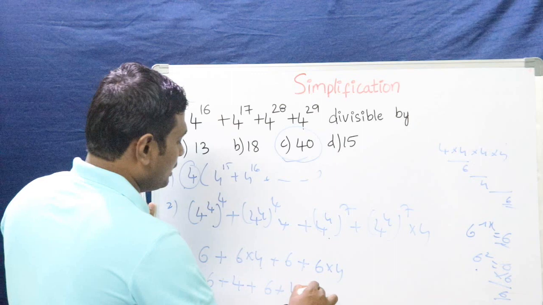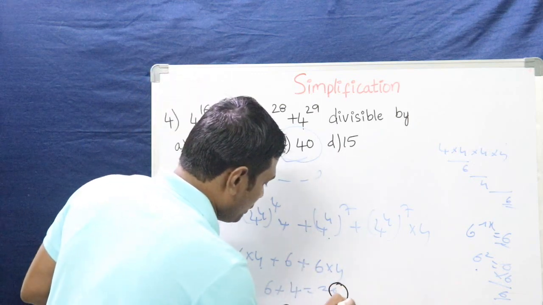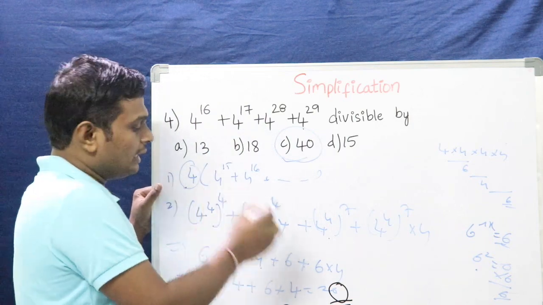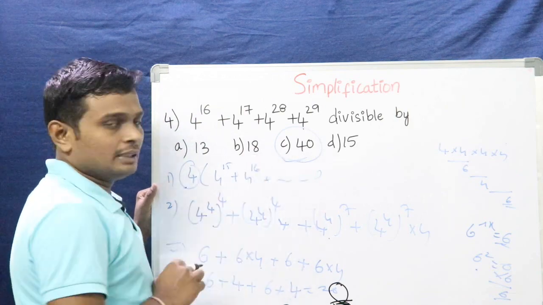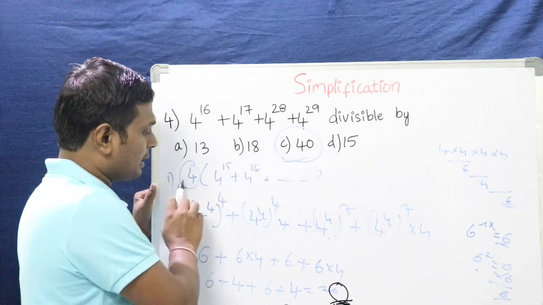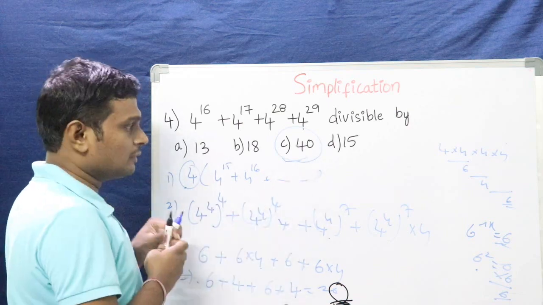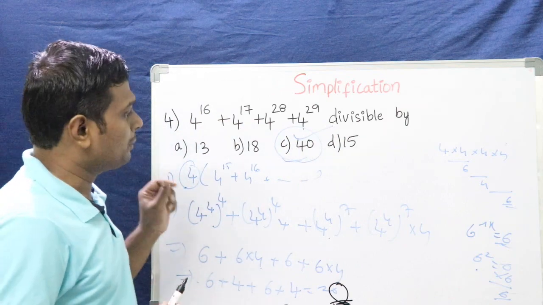What we will get? We will get 20. That means the unit digit is 0. That means apart from the 4, 10 is also a factor of this value. What are the factors of the result? 4 and 10. Among these options, 40 is the only possible answer. I hope you understood the problem.